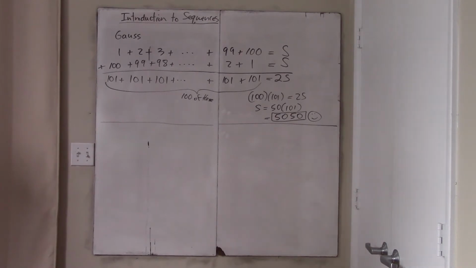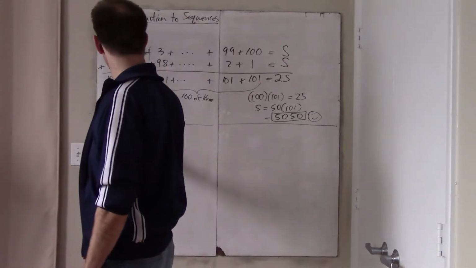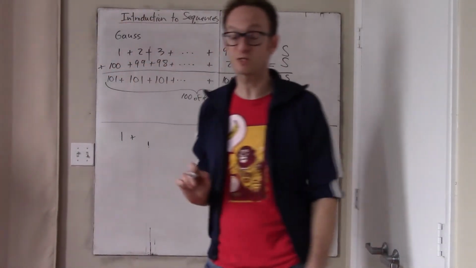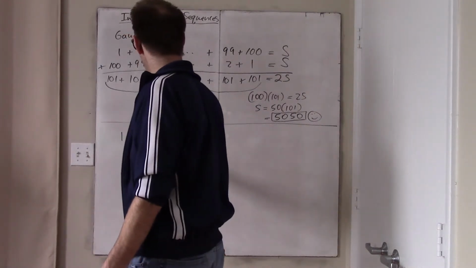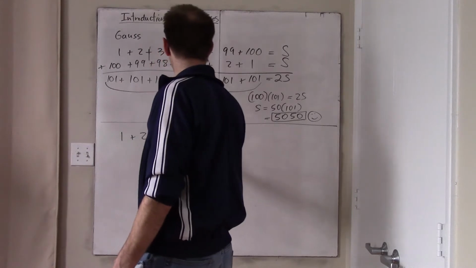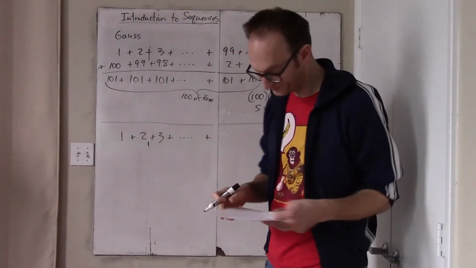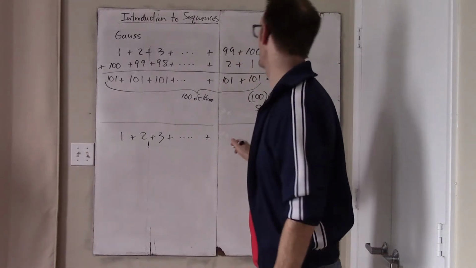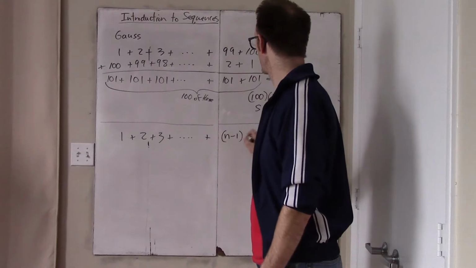Well, is this method generalizable in some kind of way? I think it really is. So let's just come up with a formula now. There was nothing special about the numbers from 1 to 100. Let's come up with a formula for the sum of all the numbers up to some point, so let's say n. Here we have n minus 1, and then finally n.